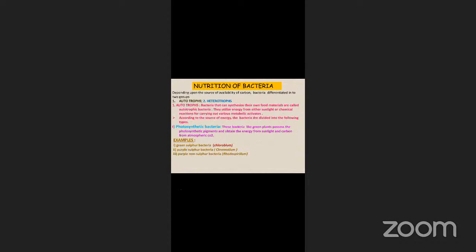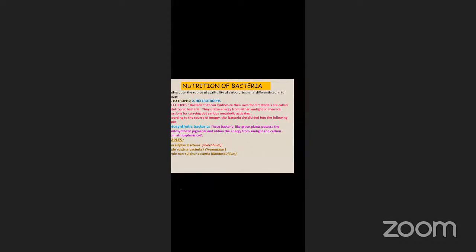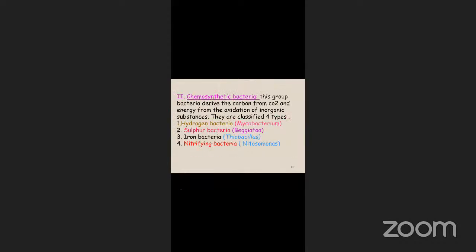Generally, autotrophs, according to the source of energy, are divided into two types. The first one is photosynthetic bacteria, called photoautotrophs, and the second one is chemosynthetic bacteria, called chemoautotrophs.